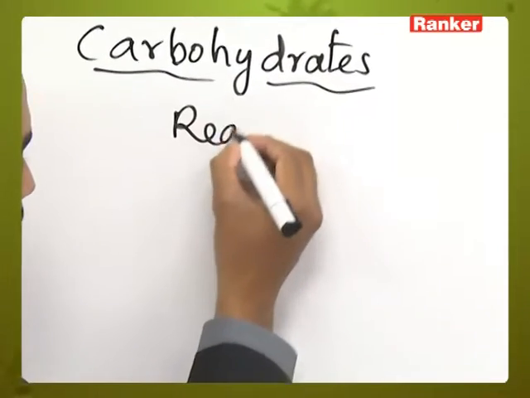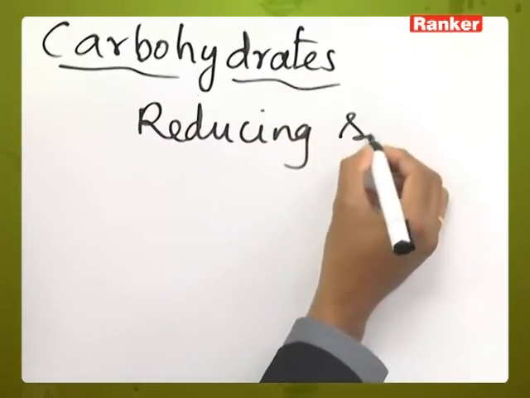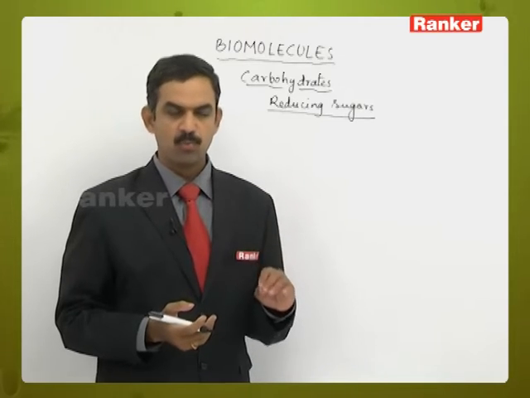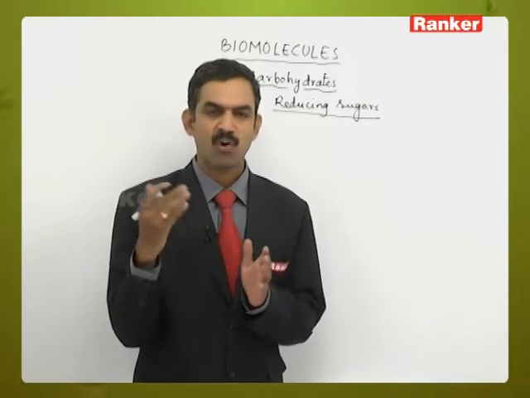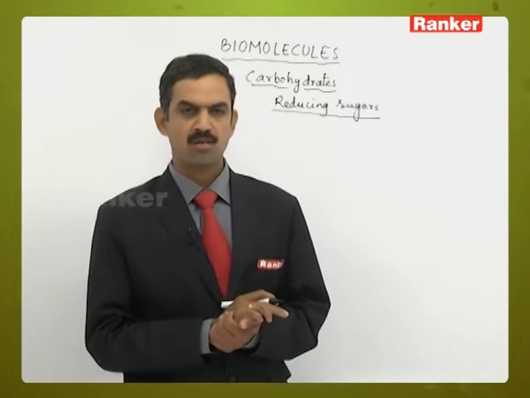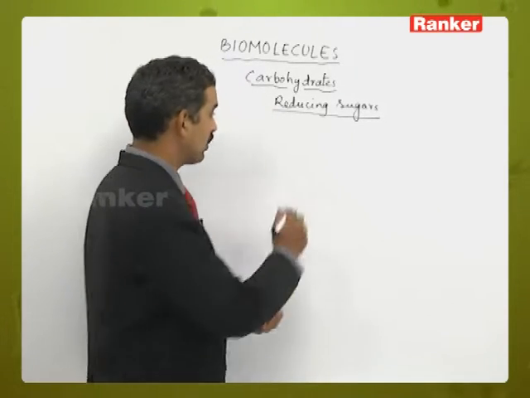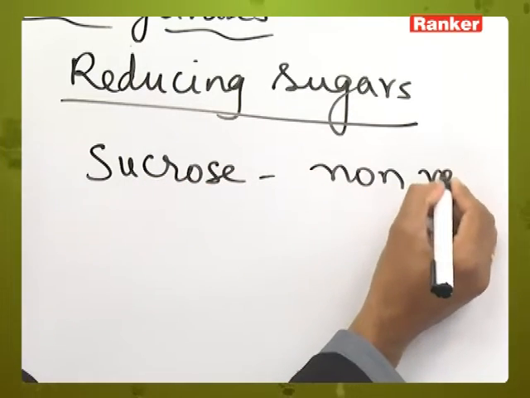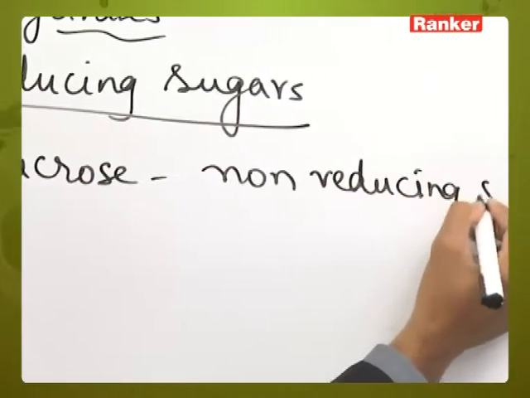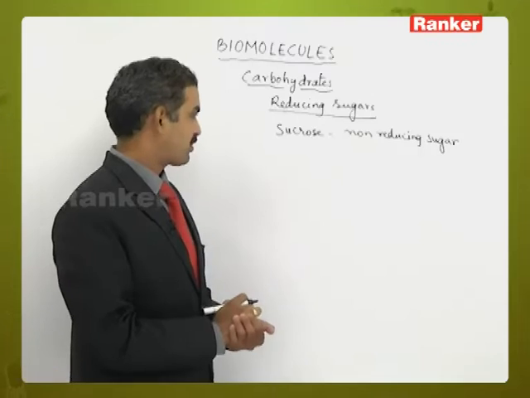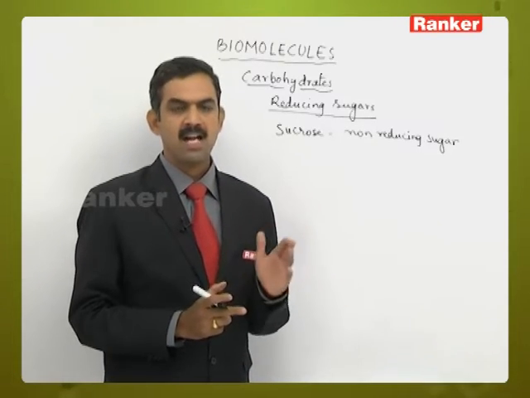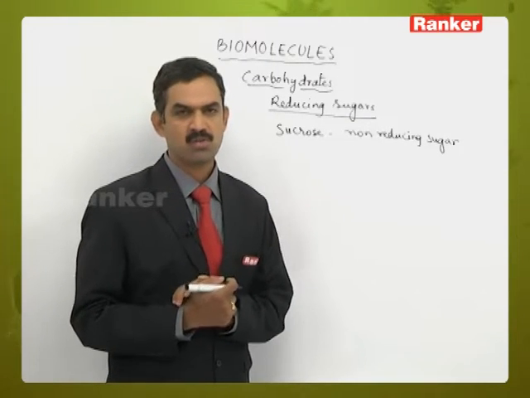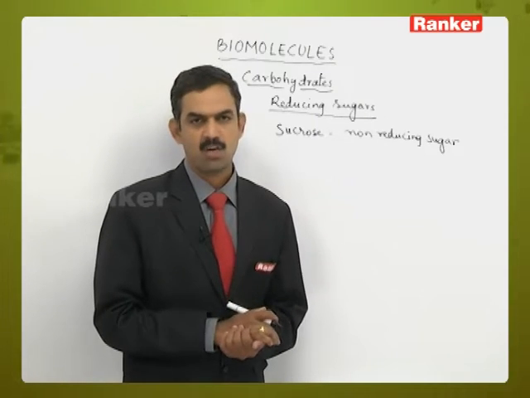Then reducing sugars. What are these reducing sugars? Reducing sugars are those in which the functional group, that is the aldose group or the ketose group, can form new bonds with the functional groups of other organic molecules. If we take the example of sucrose, as we have discussed, sucrose is a non-reducing sugar. Why is it non-reducing? Because the functional groups, that is the aldose of glucose and the ketose of fructose, have both been bound with each other. So there is no possibility of forming new bonds with the functional groups of other organic molecules.